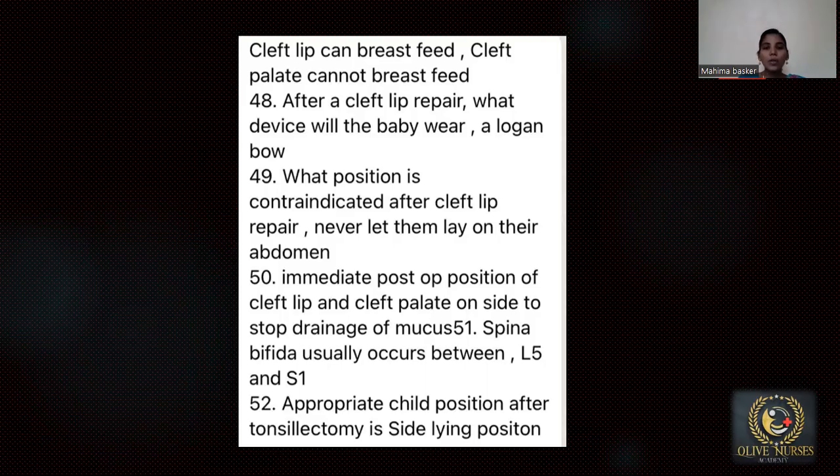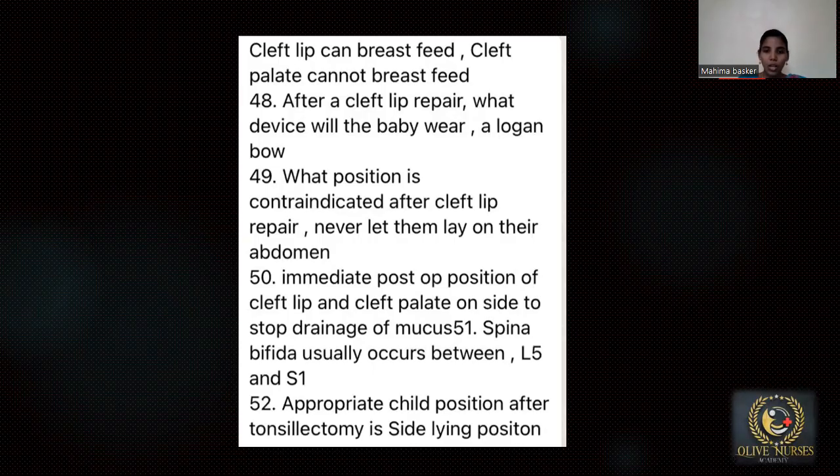So concentrate. What position is contraindicated after the cleft lip repair? Never let them lie on the abdomen, that means the prone position. If you put the prone position, the lip will be injured. Okay, got the point? Next one: immediate post-op position of cleft lip and cleft palate, on the side to stop drainage of mucus. So you have to remember the side-lying position. Cleft lip, after that you cannot put the prone position. But the cleft palate patient, after the surgery, you have to put in the prone position only. Now, with both surgeries done, you will put the patient in the side-lying position so that any mucus drainage will come out.